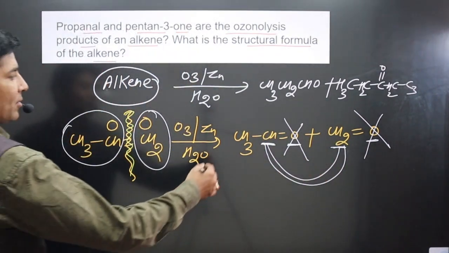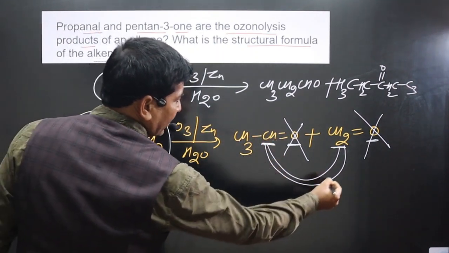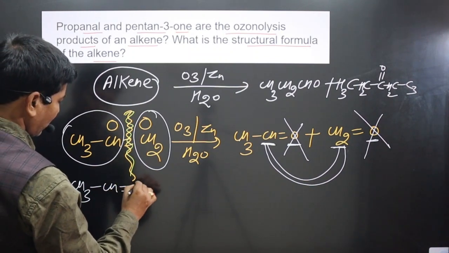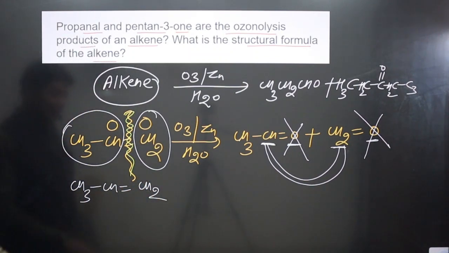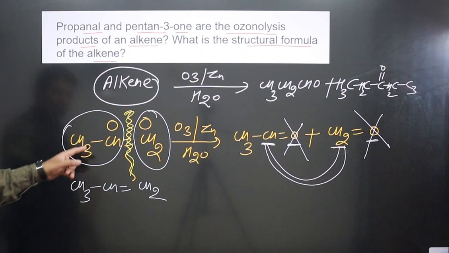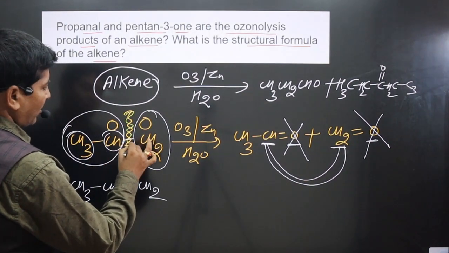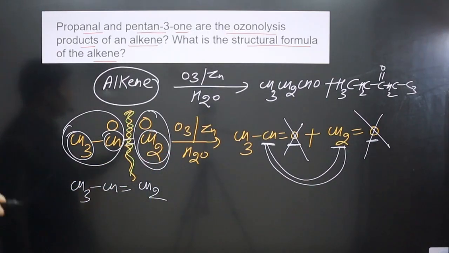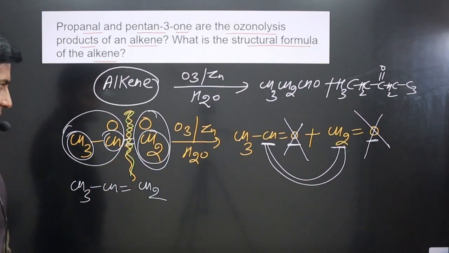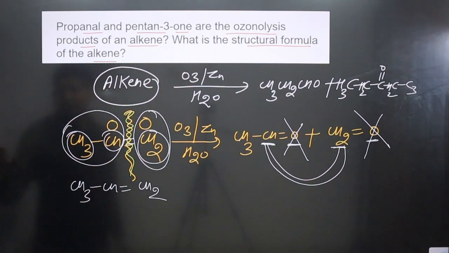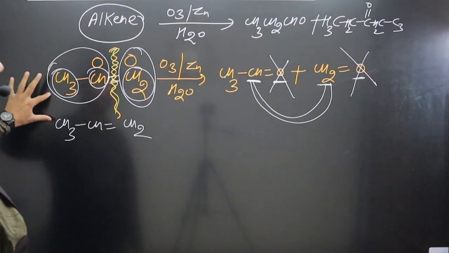Now we have CH3CH=CH2. This is the chemical formula of the reactant. You can see it is the same CH3CH=CH2. That is how we can determine the chemical formula of the reactant. The same method we are going to follow here also. So let's say we have the reaction.